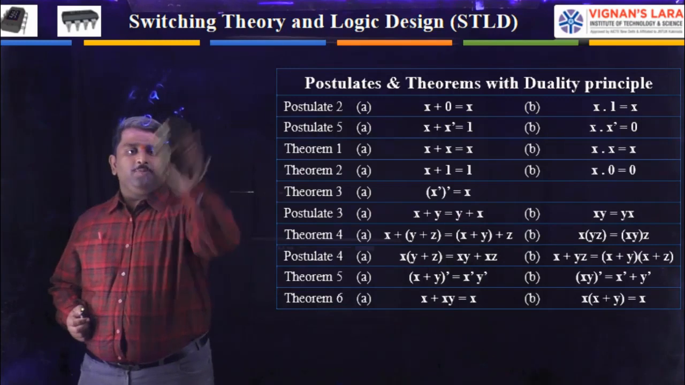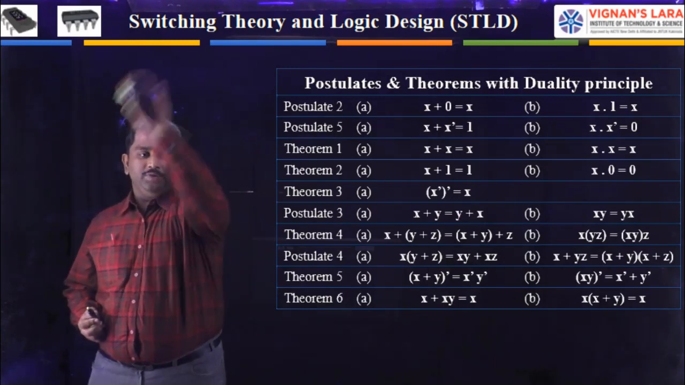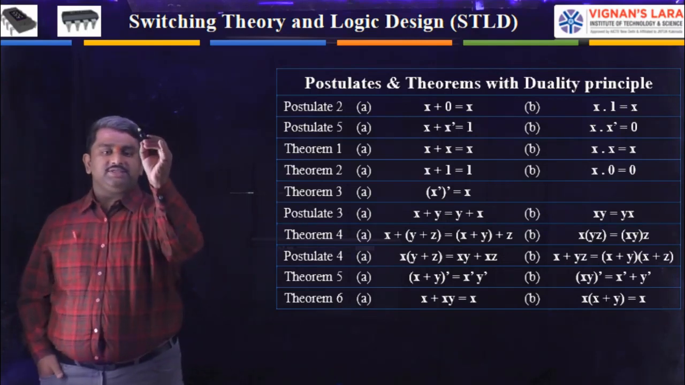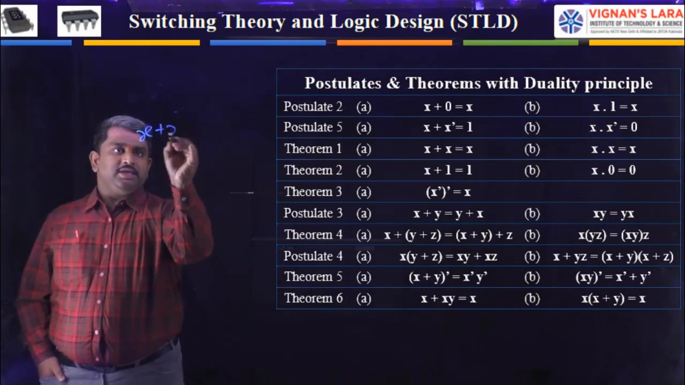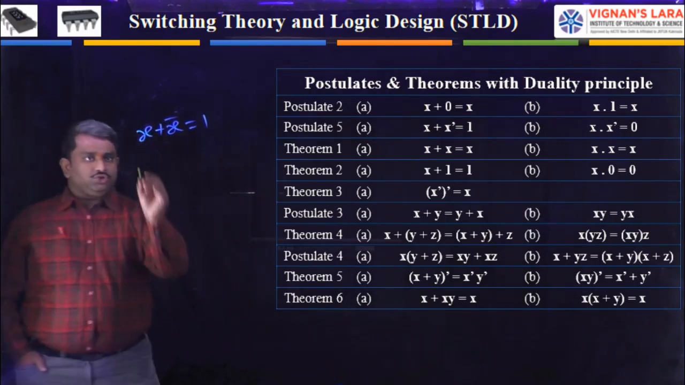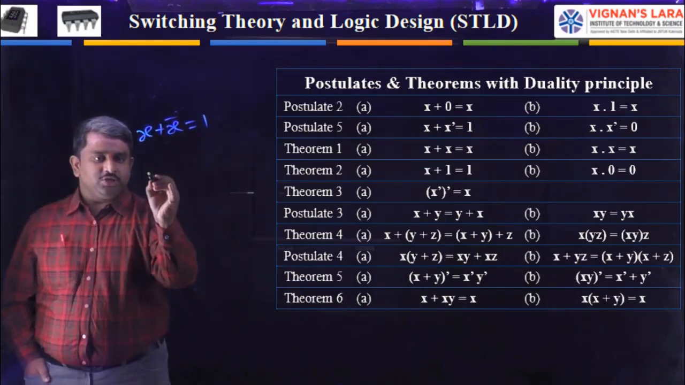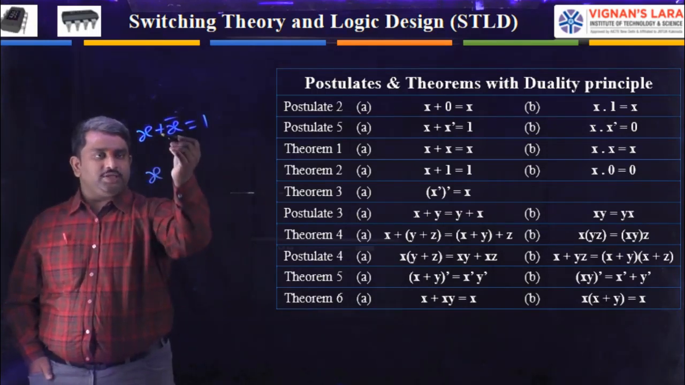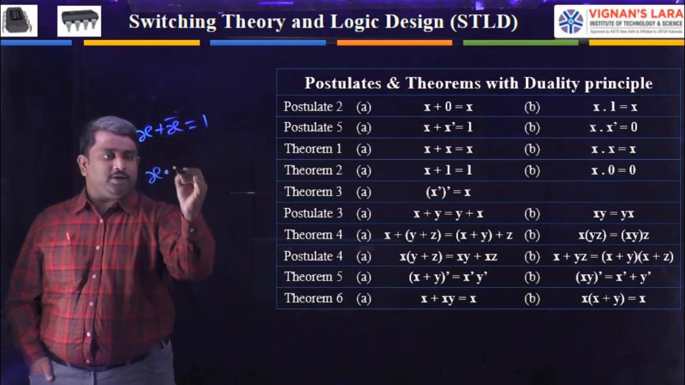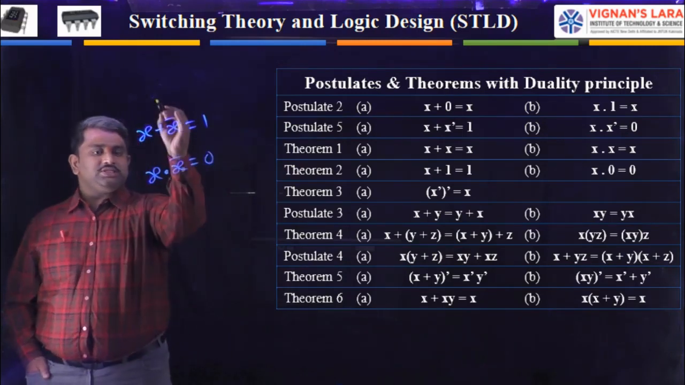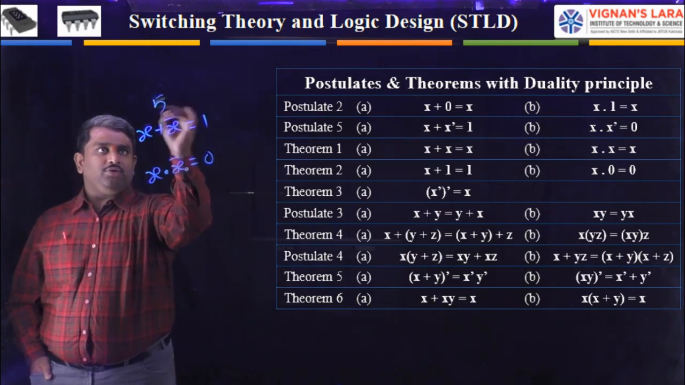Next, coming to the postulate 5a, x plus x bar is equal to 1. There is no change for the variables, so write down x as it is. Plus you have to change: plus changes to dot, with x bar only. Next, equal to 1 changes to 0. This is the postulate 5a.